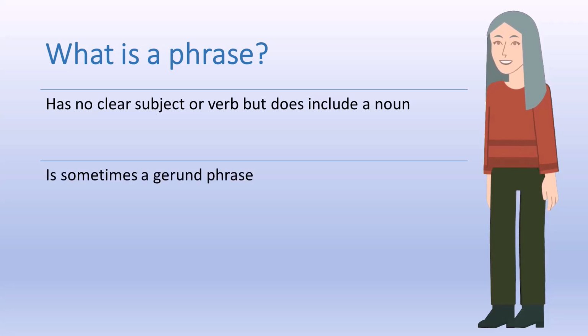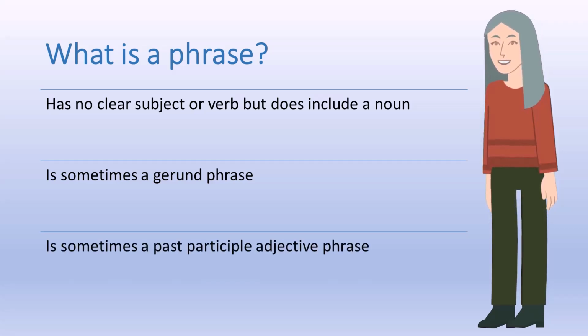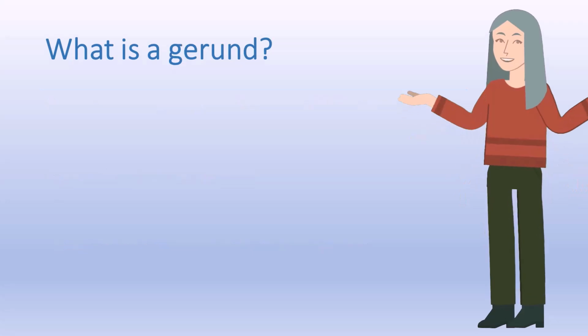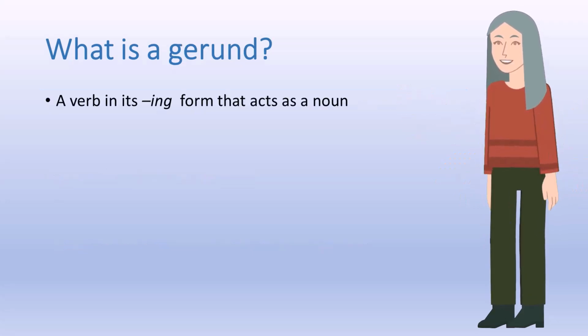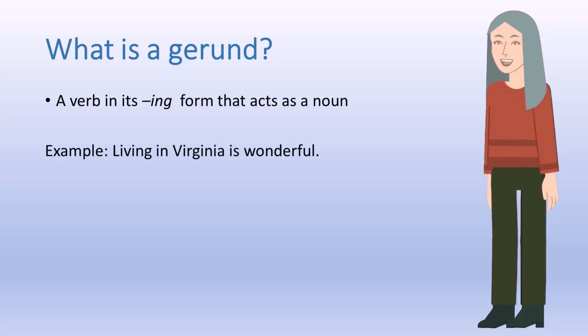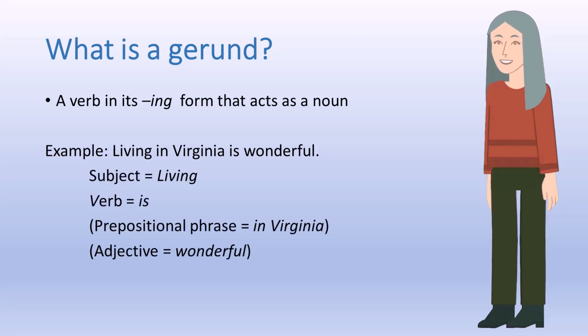That can appear in the form of a gerund phrase or a past participle adjective phrase. So what actually is a gerund? When we take a verb in its ing form and put it at the start of a phrase, it becomes a noun instead of a verb. For example, in this sentence, living is the gerund that acts like a noun. In this sentence, we see that the gerund living has become the subject and is would be the verb.